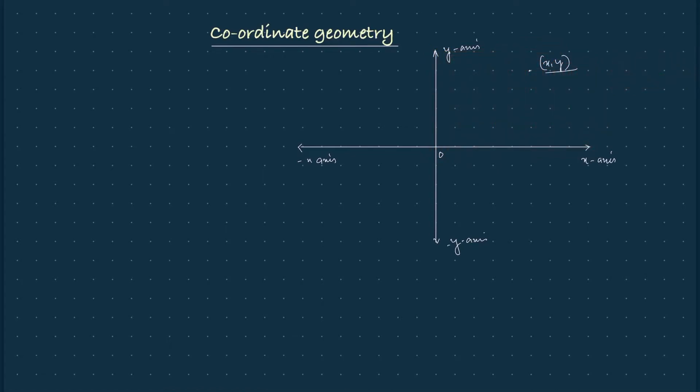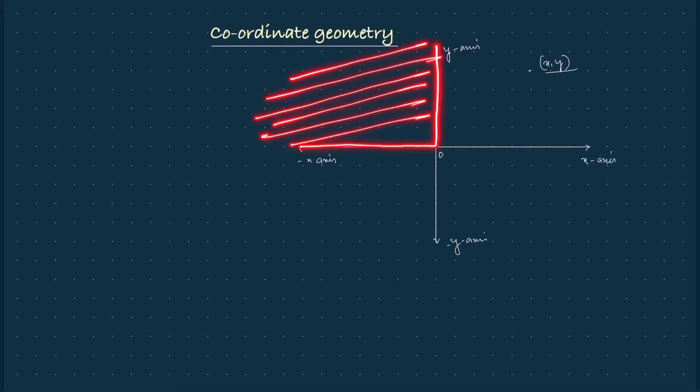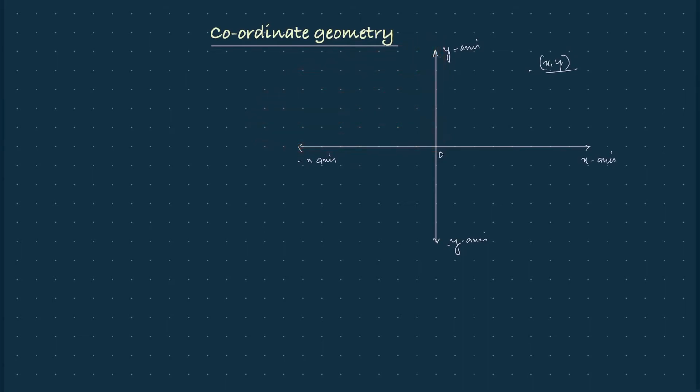Then this will be the second quadrant. In this region only x is negative, and y is positive. Negative means less than 0, and positive means greater than 0. This is the second quadrant.